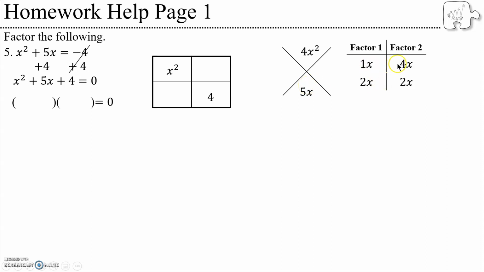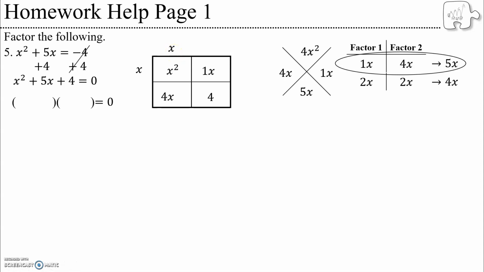So is it 1x and 4x or 2x and 2x? We want it to be 5x. So it'll be the first one because the second one is 4x. So it'll be 1x and 4x. Okay. So we could fill it into our generic rectangle. And remember I said whenever this top left box is just x squared, it'll always be just x and x.